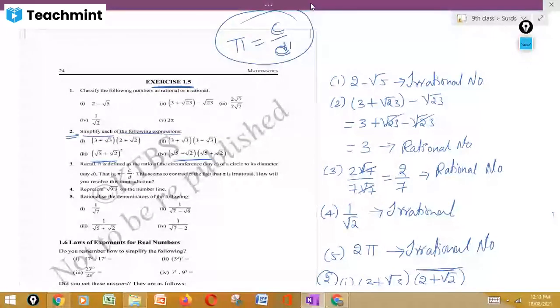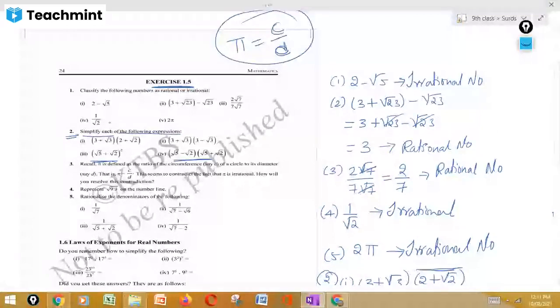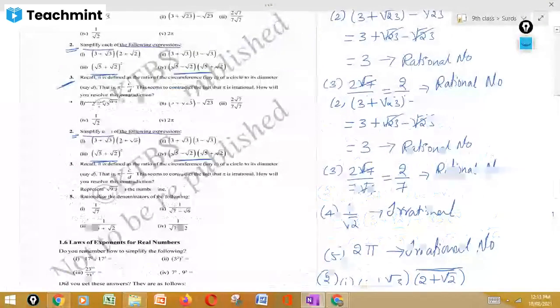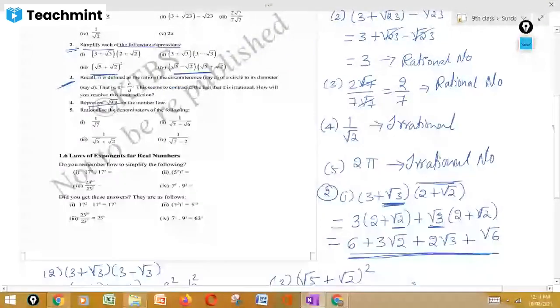So I hope now it is clear to you. Yes, sir. Okay. Now, this has already been discussed. You are going to write on your own. Now see the fourth question: represent root of 9.3 on a number line. Whether we have discussed this thing or not. Represent root of 9.3 on a number line.